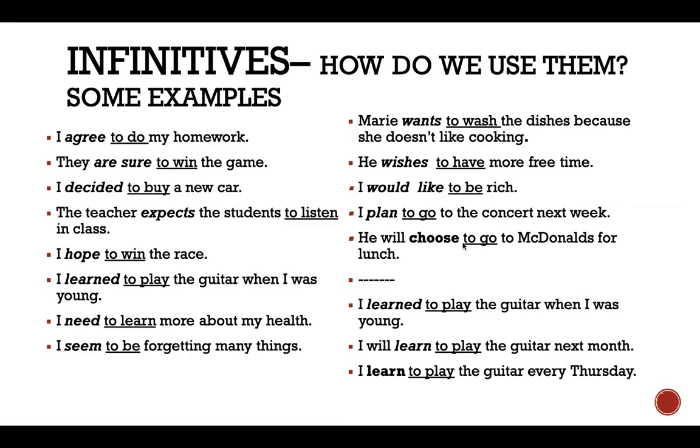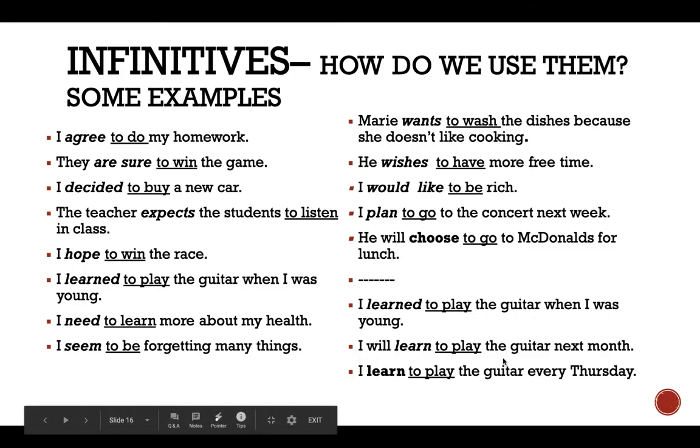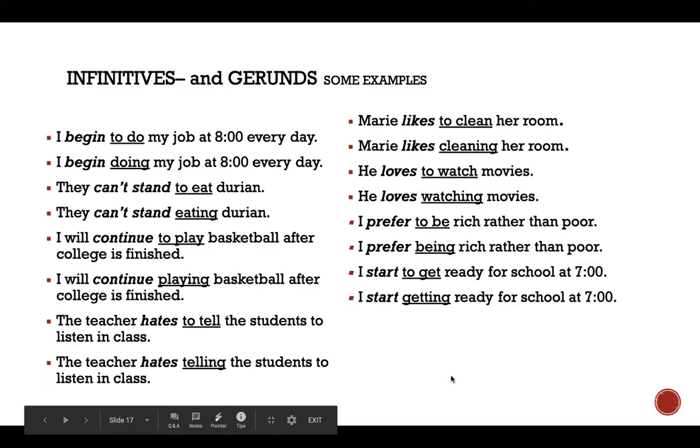We only use the infinitive. And again, you can change the time. I learned, so there's a past tense, to play the guitar when I was young. I will learn to play the guitar next month. I learn to play the guitar every Thursday. So, learned, will learn, learn. You could say, I am learning to play the guitar every Thursday. That's okay too. So even if this changes, this can stay the same.